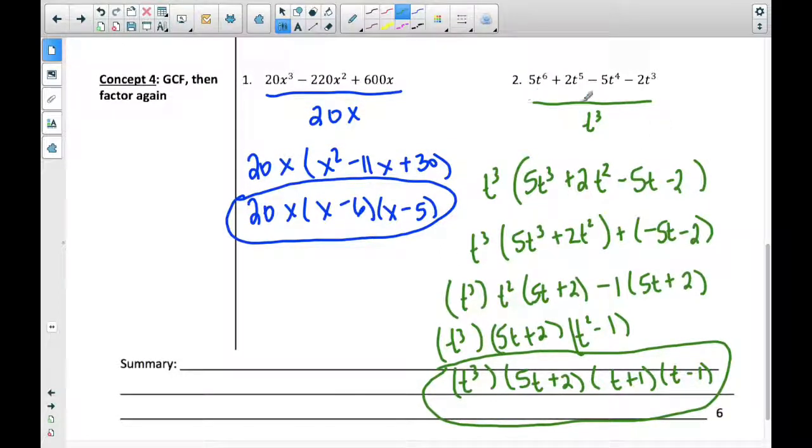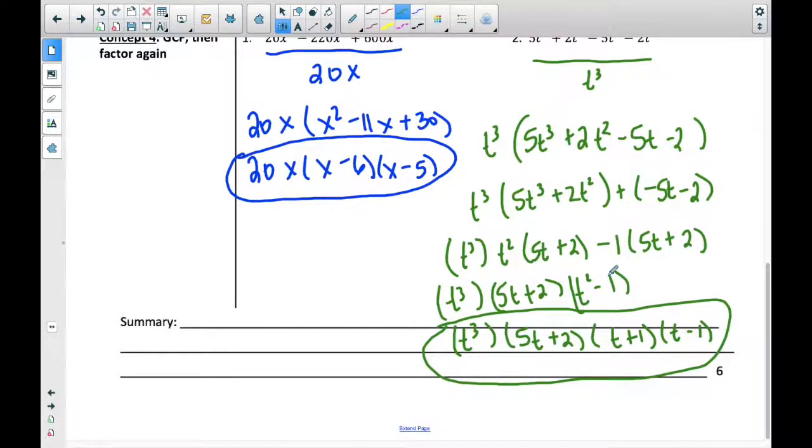Okay, let's look at this problem. Your GCF was t to the third power. You factor out your t to the third. When you factor that out, 5t to the third plus 2t squared minus 5t minus 2, you do your grouping and factor out your GCF. Once again, when you factored out your GCF, you got a t squared minus 1. And t squared minus 1 can be factored down to t plus 1, t minus 1. And so this is our final answer.